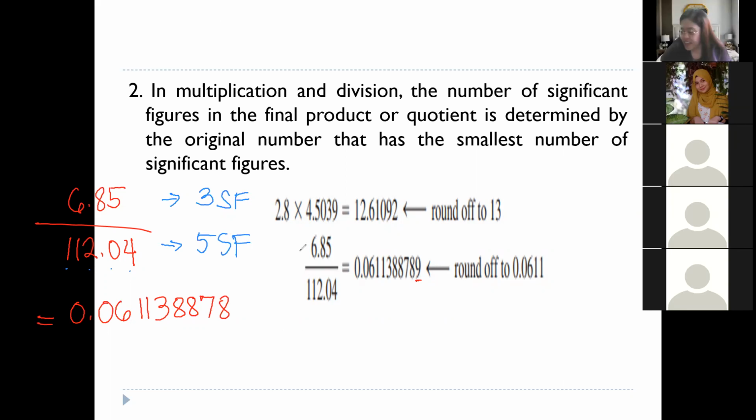Let us continue. Among the two, of course, the smaller is 3 significant figures, which means our final answer should also have only 3 significant figures. So if we look, this is not significant, and this is also not significant. So we will start our counting here. This is 1, 2, and 3. So our counting ends there, class. We look at the next digit, it's 3. So there's no need to add to the previous digit. So our answer is 0.0611.